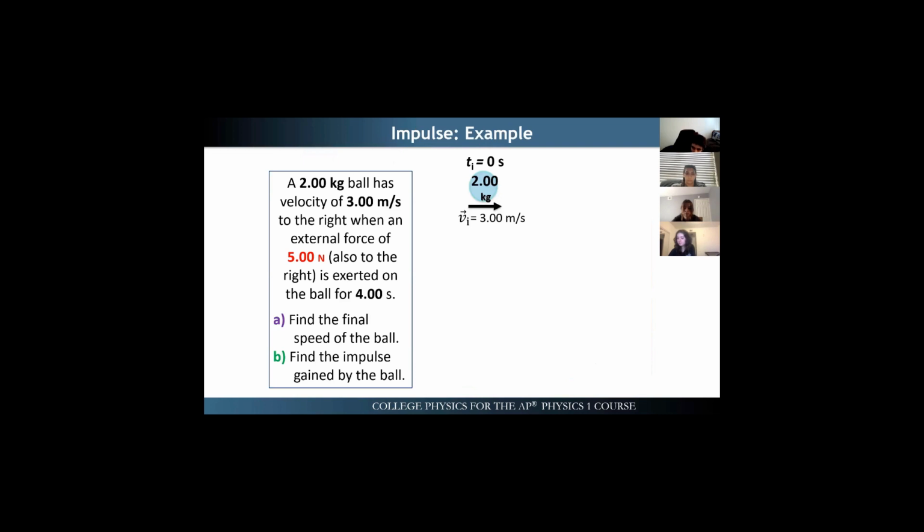Let's look at an example to wrap it up. A 2 kilogram ball has a velocity of 3 meters per second to the right when an external force of 5 newtons, also to the right, is exerted on the ball for 4 seconds. So the whole time that force is exerted, what's going to happen to the ball?